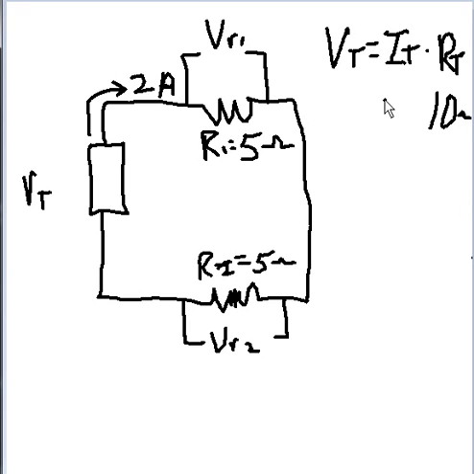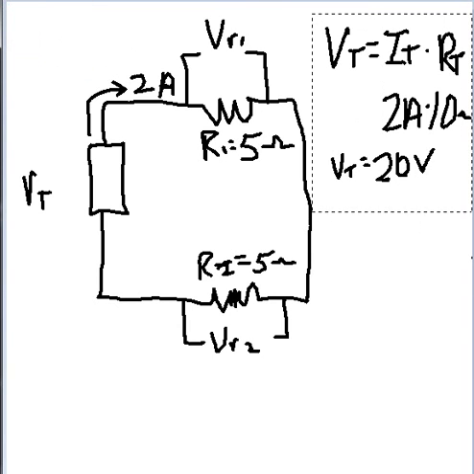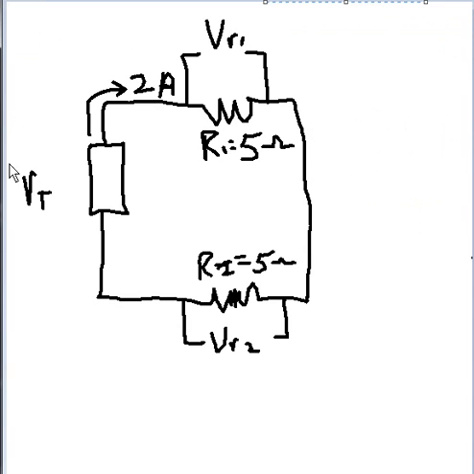Current total is a given. That's 2 amps. And so 2 amps times 10 ohms is 2 times 10. That's 20. Amps times ohms is volts. And there is my voltage total. It's equal to 20 volts. Okie dokie. Let's get rid of this guy and change voltage total to 20 volts.